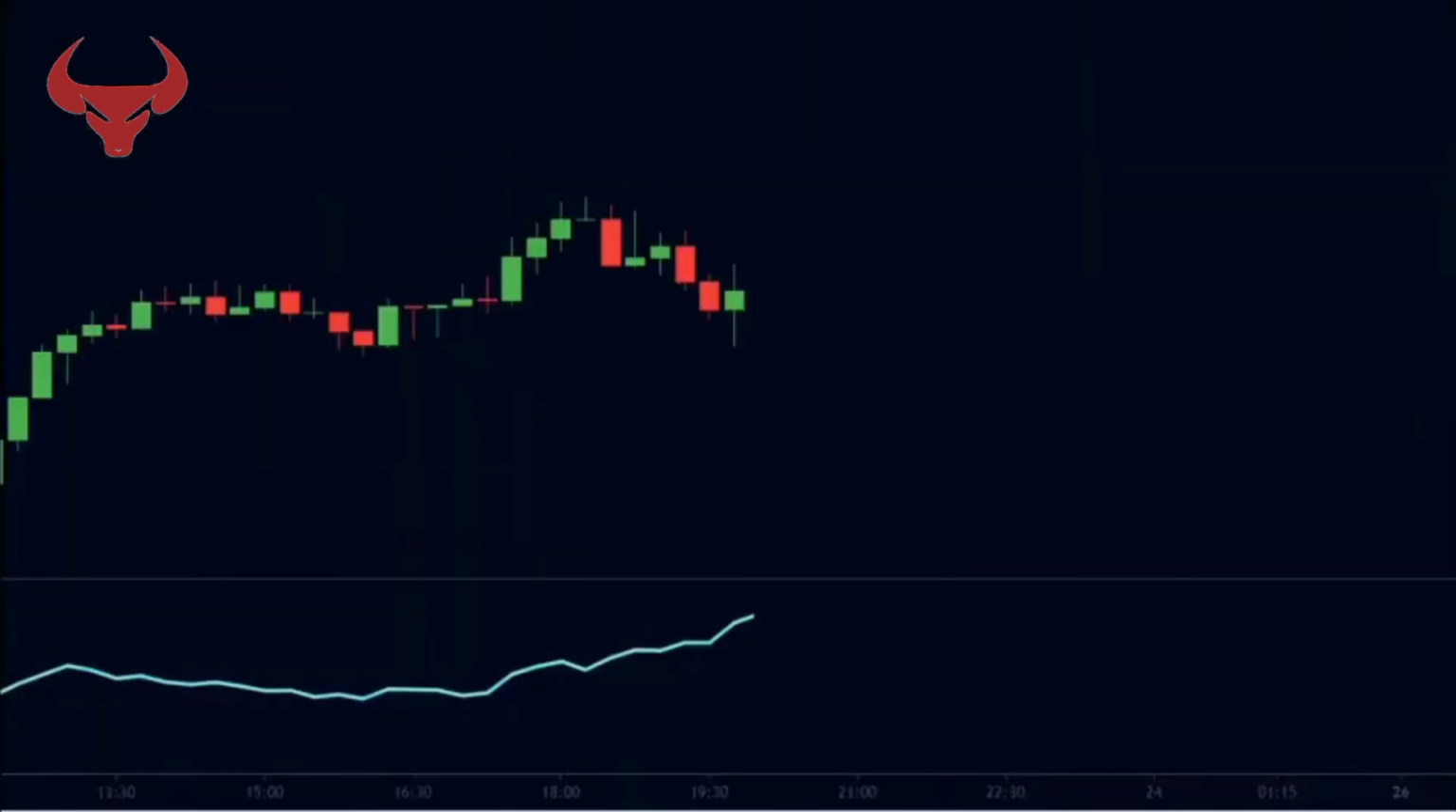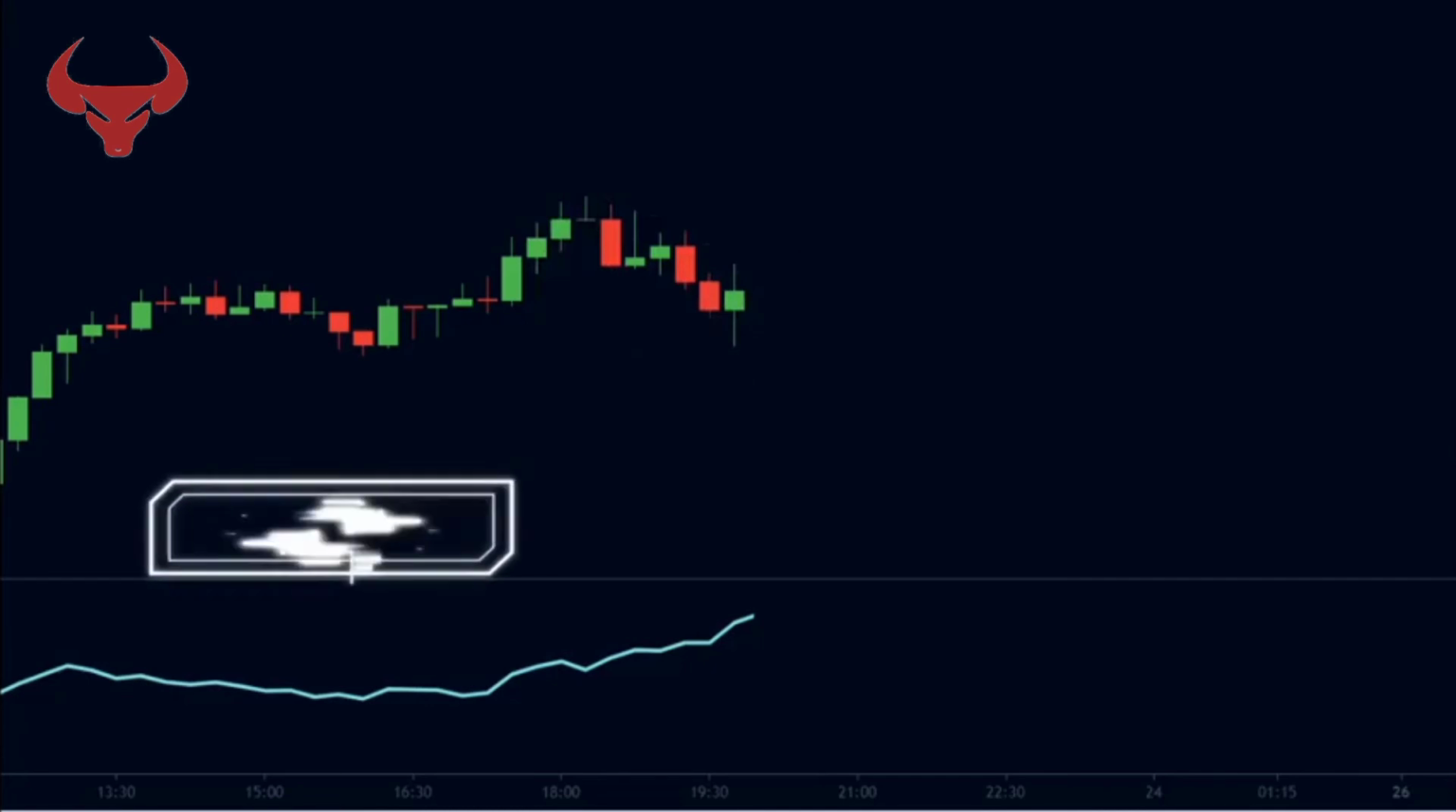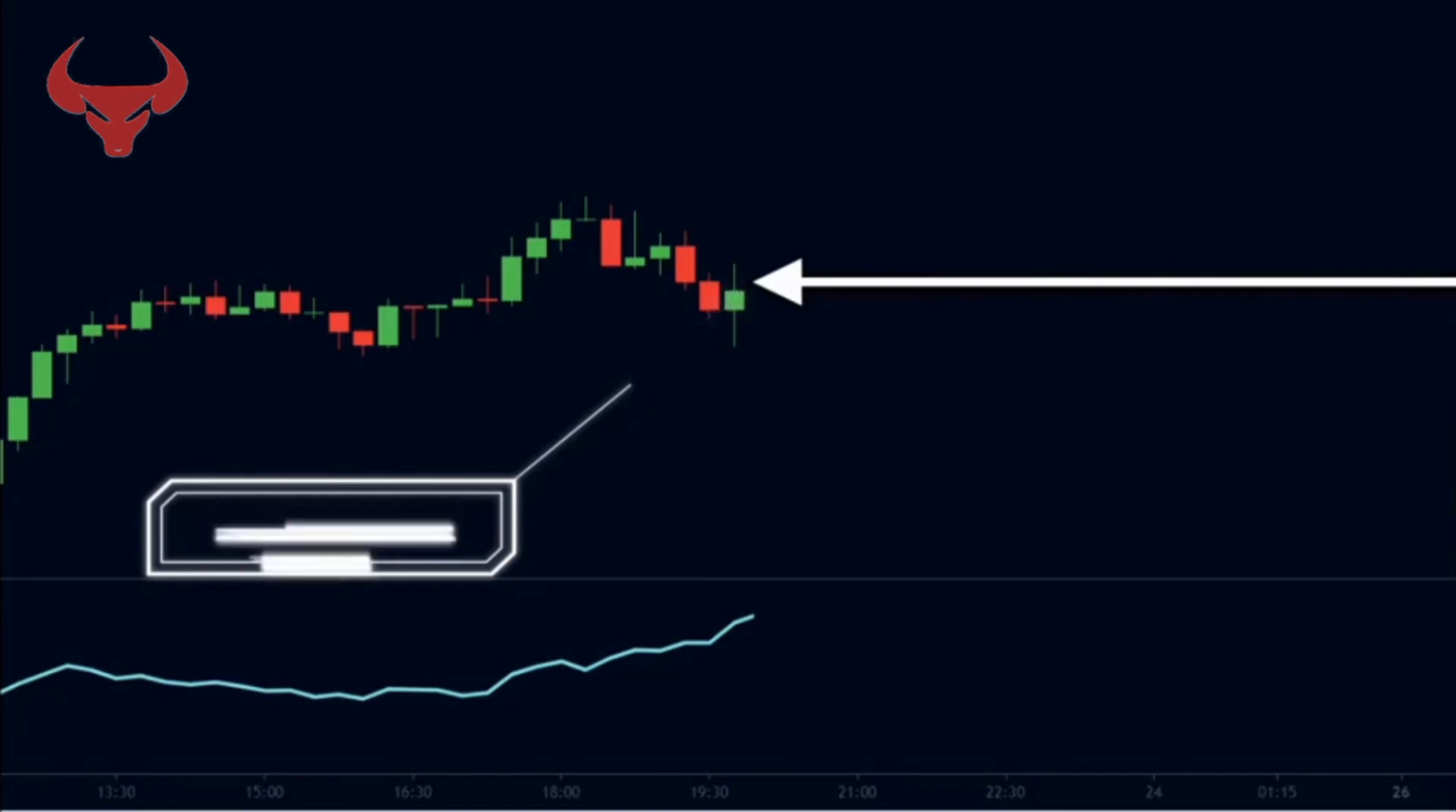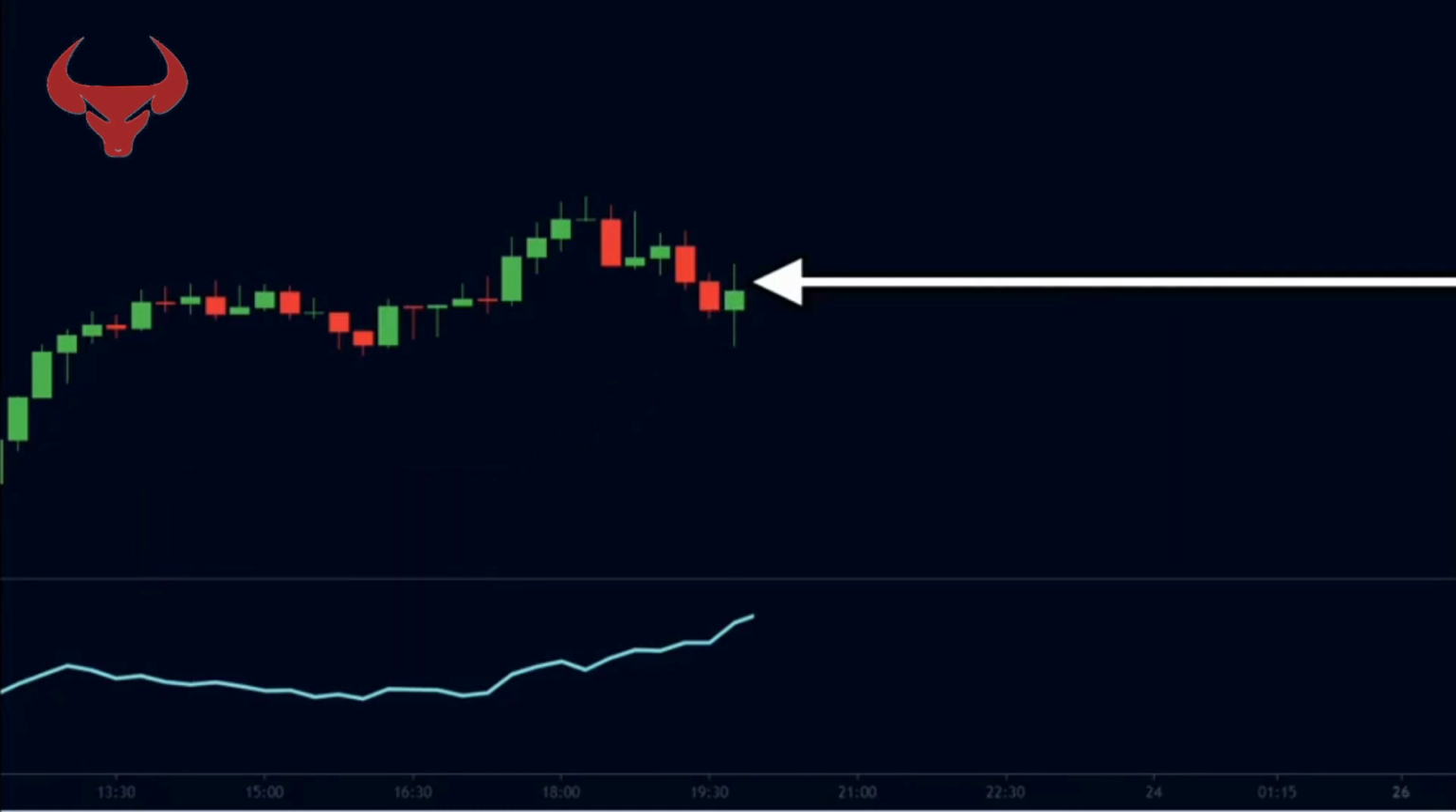For instance, let's say that I want to buy here on this green candle. For some reason I think that this small down move was a pullback, and this green candle gives me a signal that the price may be about to resume the uptrend. So I decide to buy here. Now, to set a stop loss, we will look at the value of the ATR.